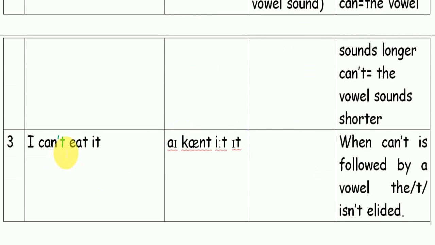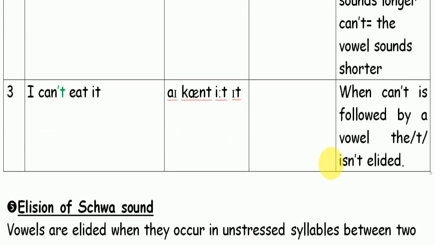Here, the t is followed by a vowel, so we have to pronounce it: I can't eat it. I can't eat it. When can't is followed by a vowel, the t or d is not elided. We have to pronounce it.